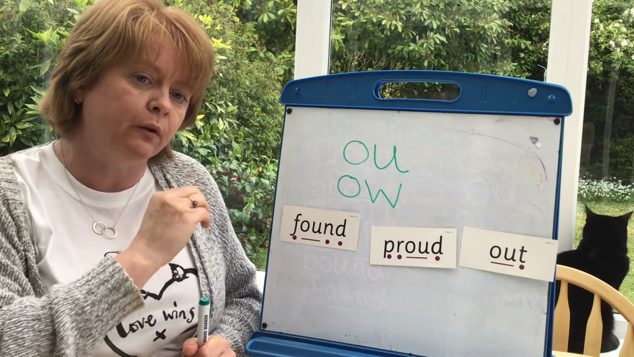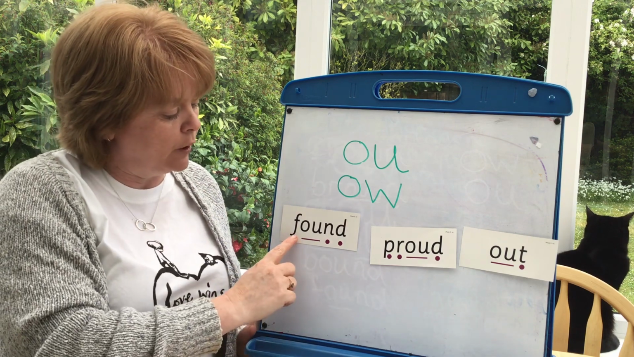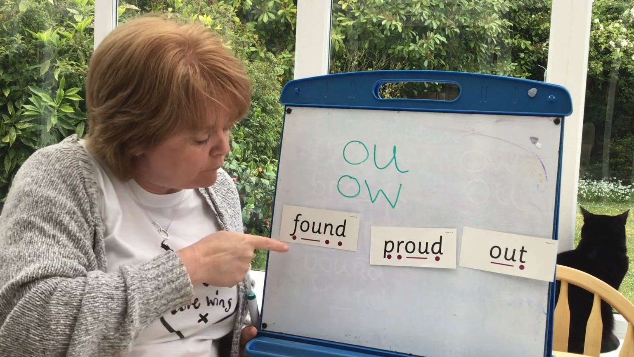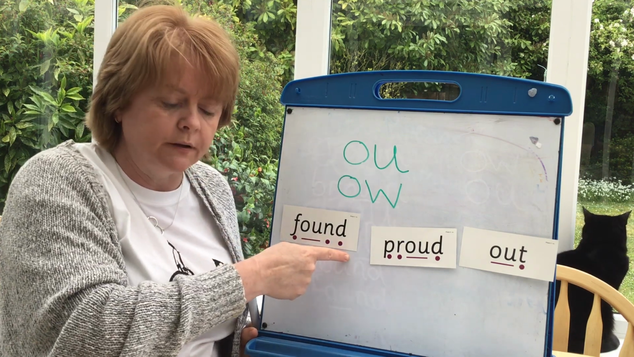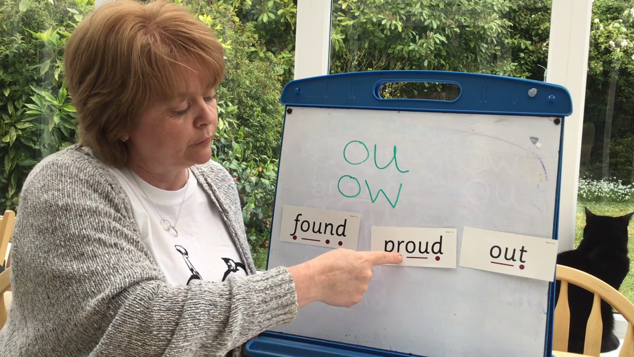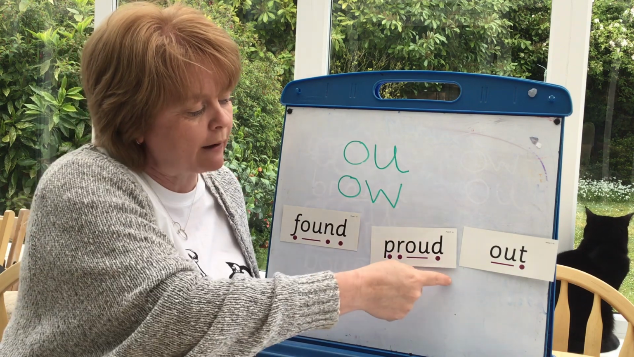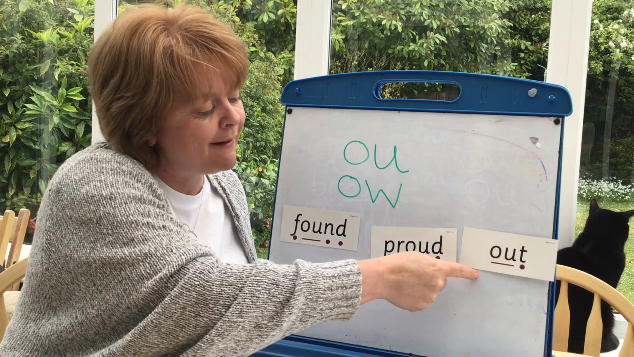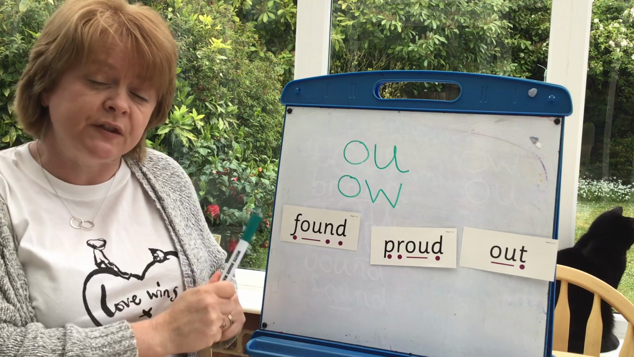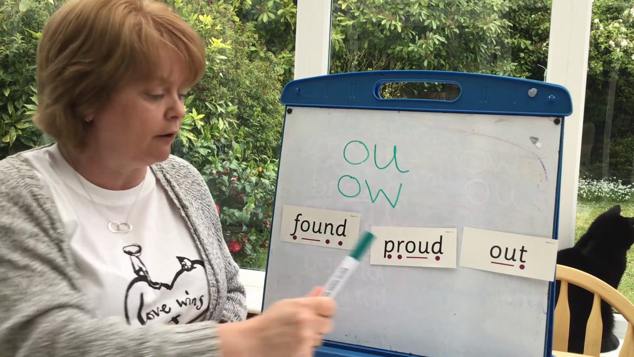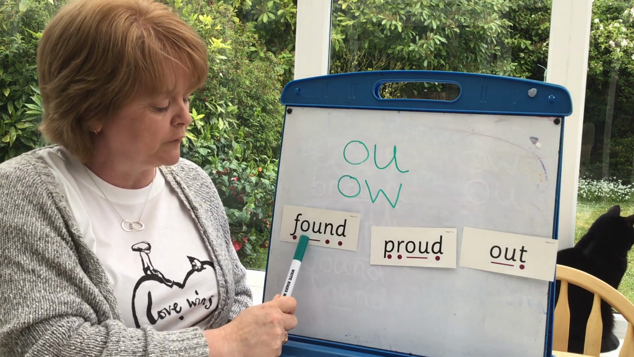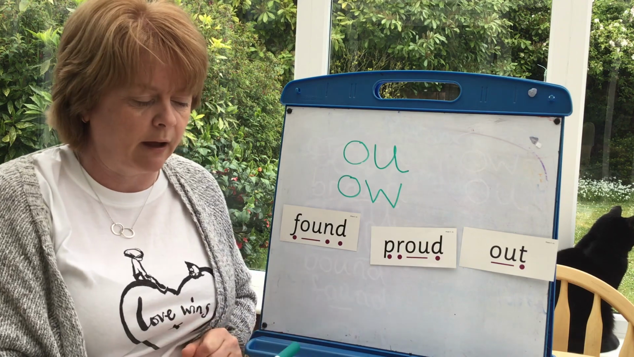What they need to do to read the word is then blend it. So they would go ow, d, and then blend it by running their finger along underneath the word. Ow, d, found. Proud. Out. And what we say to the children is, before they segment or blend, spot the digraph first, so they can see quite clearly that there is the digraph. Obviously, with the sound buttons underneath, it helps them.